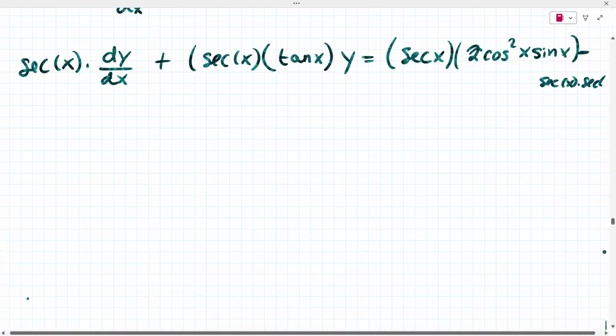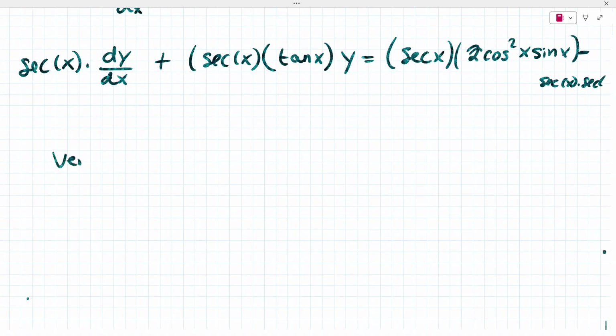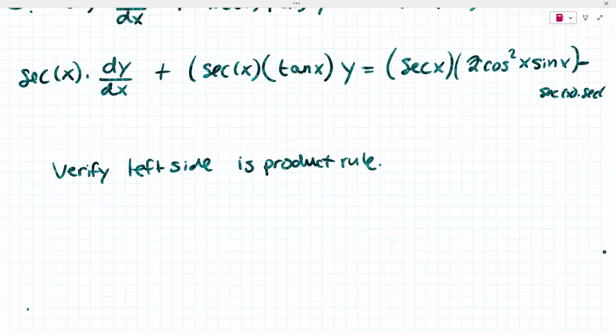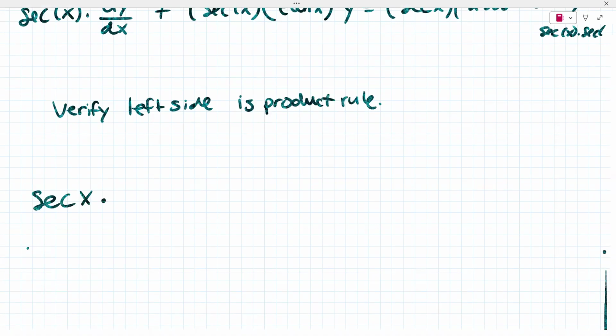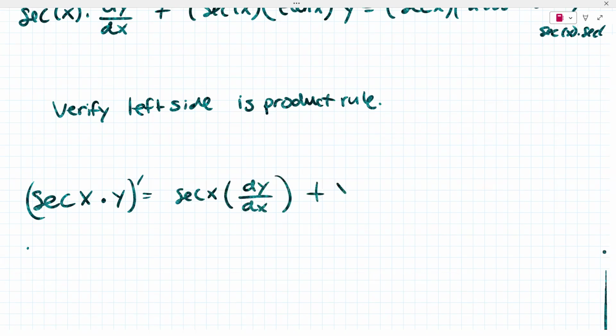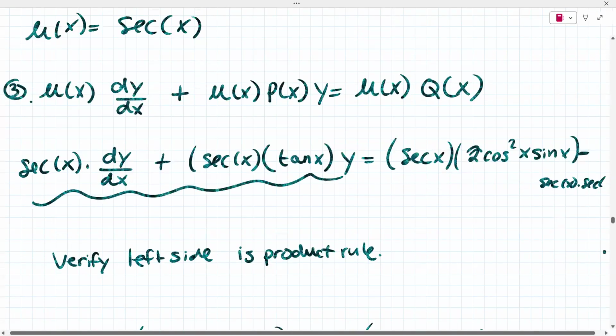So the next step is verify the left side of the product rule. So if you do secant of x times y, and you take the product rule, or take the derivative of that, you should get secant of x times dy dx plus y times secant of x times tan of x. So this now is the same thing as the left side, so it's been verified.